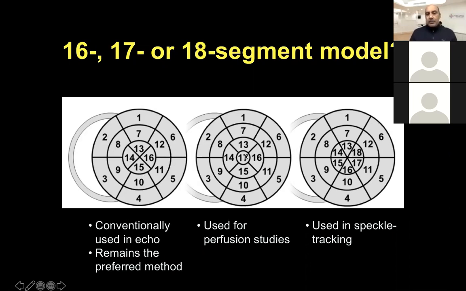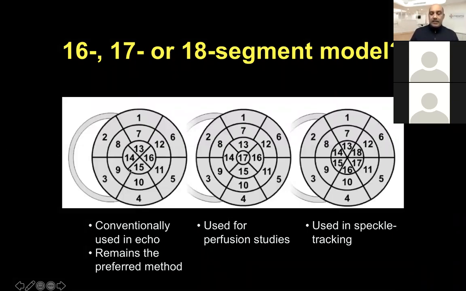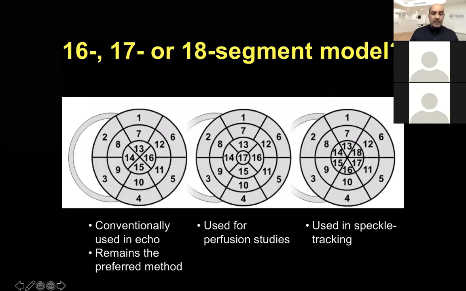The 17th segment, the central apical portion, the tip of the apex, is usually used for perfusion studies like we use in thallium. And these are used for speckle tracking or even the MRI when the apex is also divided into six segments. So that is what makes it 18 segments. I'm going to focus on the 16 segment system because this is the most practical solution, and I'll describe it to you guys in a few minutes from now.